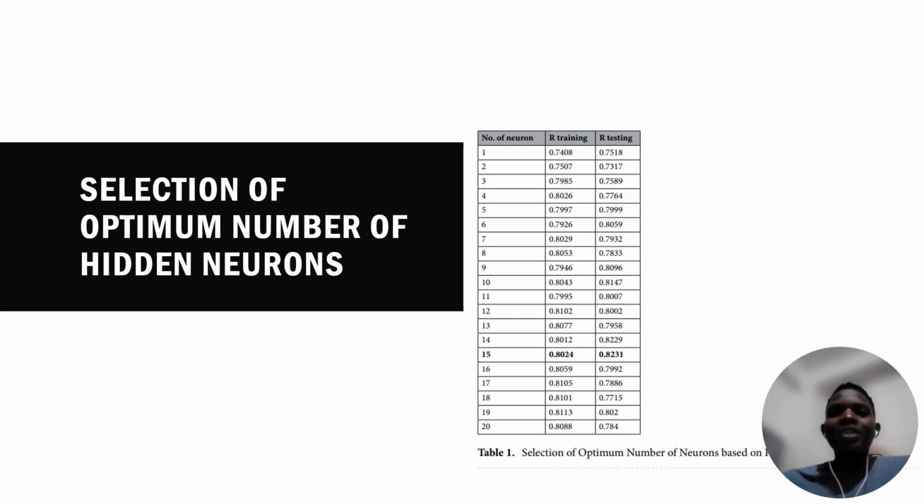So this is why we choose the 15 neurons, because, as you can see in our table, when we start increasing our neurons past 15, up to 20, the value of R actually starts decreasing. So we choose 15 as our optimum number of neurons, or optimum number of hidden nodes, in our hidden layer.